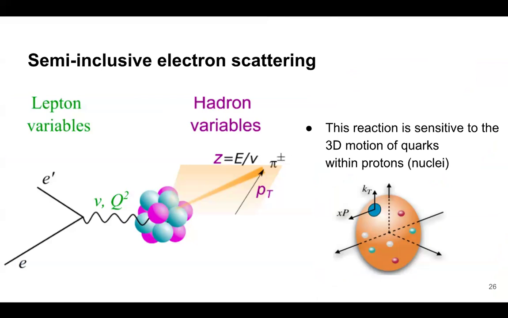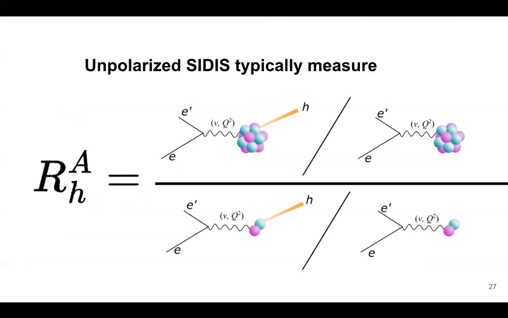But semi-inclusive deep inelastic scattering is an interesting probe because it allows you to go beyond the one-dimensional structure of the proton to a three-dimensional picture. In principle, if you measure the lepton variables and the hadron variables, you are sensitive to the 3D motion of quarks and gluons inside the proton. So that's the canonical measurement that people have done in order to probe transverse momentum dependent PDFs.